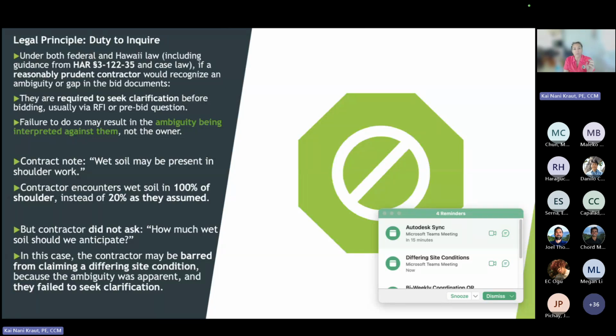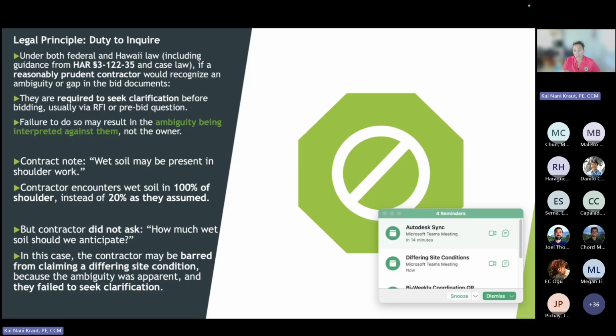So the legal principle is the duty to inquire. Both federal and state law include this. If a reasonably prudent contractor would recognize an ambiguity or a gap in the bid documents, they are required to seek clarification. Again, this is under 102. I don't think I stated that language. We could pull that, but they're required to seek clarification before bidding via RFI or pre-bid questions. So the failure to do so may result in the ambiguity being interpreted against them, not the owner, because they didn't follow through with their duty to inquire.